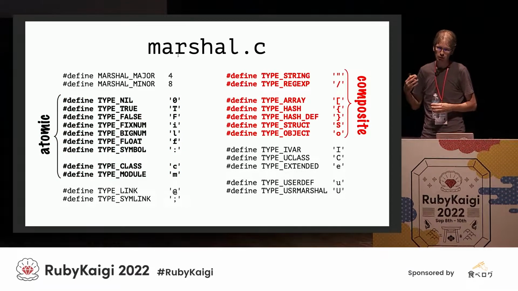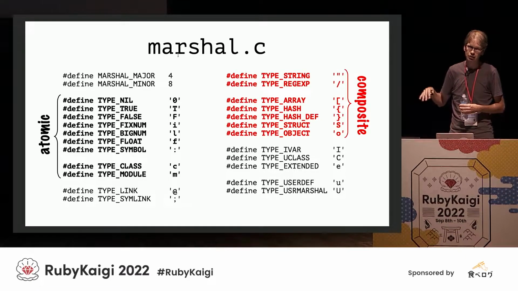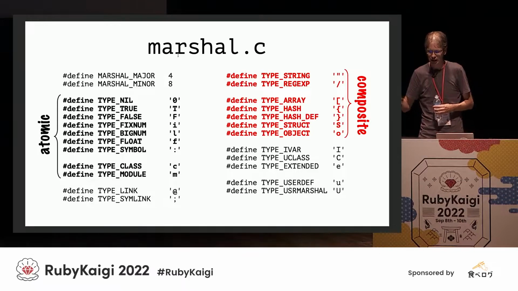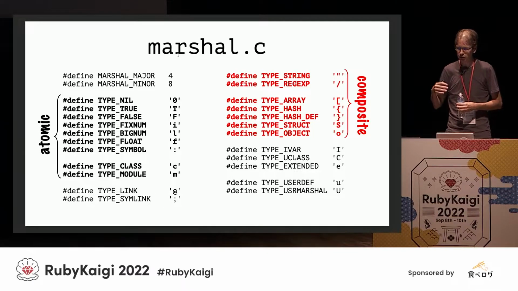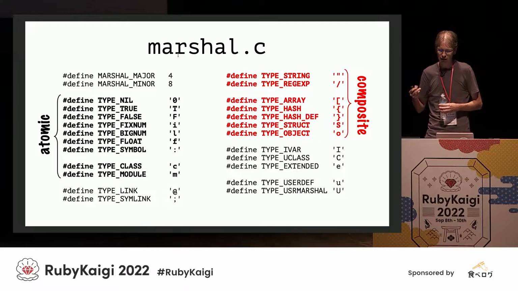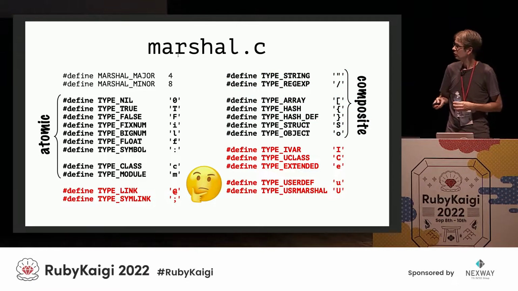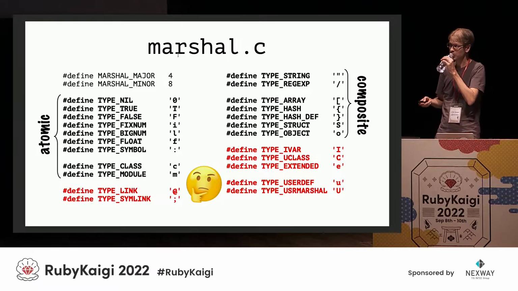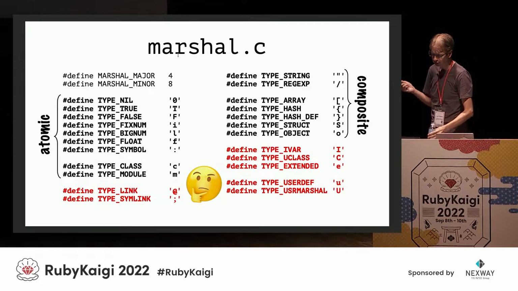There are also things which I'm going to refer to as composite. These are things that can contain objects within them. These are things like arrays and hashes and structs and objects, but also things you might not consider to be composite, like strings and regexes, so we're going to come back to that. And then also there's a bunch of stuff here which probably looks a bit mysterious. We'll come back to this.